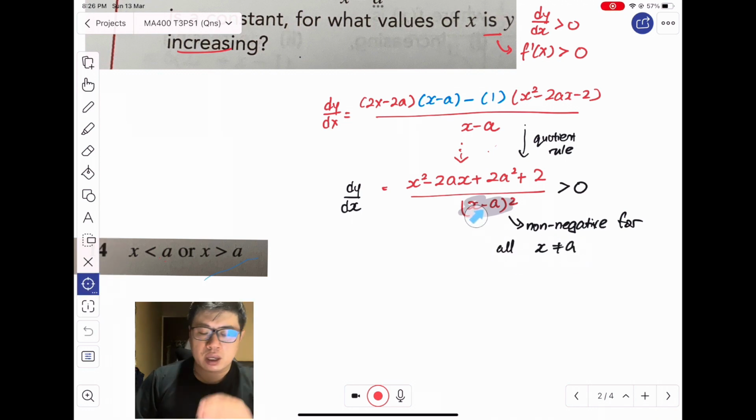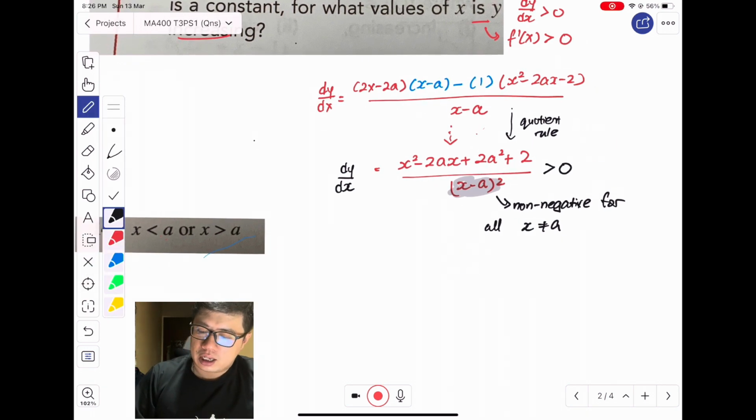As long as x is not equal to a, the denominator is already guaranteed to be positive. So then if I look at the numerator, if I want this entire fraction to be more than 0 and my denominator is positive, that means I also need my numerator to be positive as well. So how do I make my numerator positive? Let's consider the numerator: we need x squared minus 2ax plus 2a squared plus 2 to be positive.